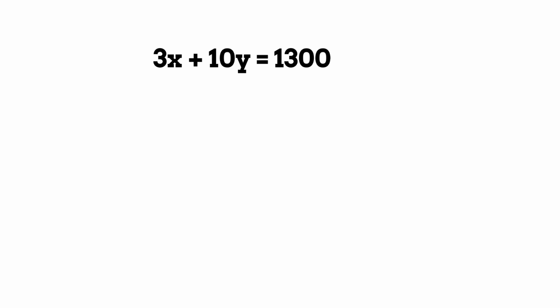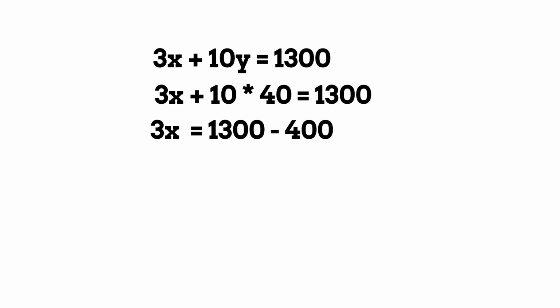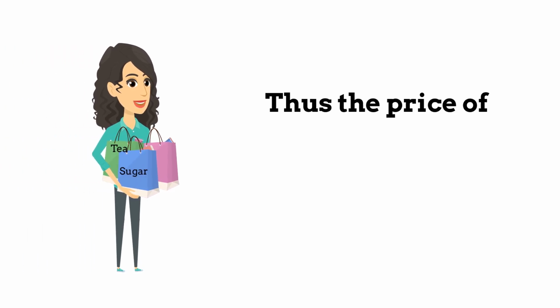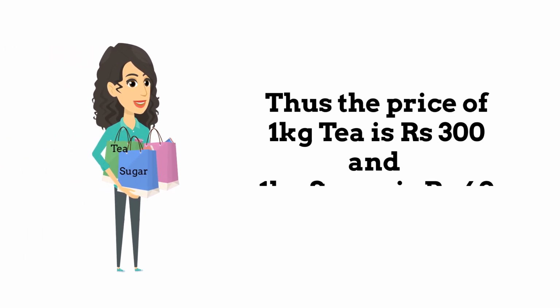y = 40. Now substituting the value of y in equation 1 and solving, we get the value of x as 300. Thus the price of 1 kilogram tea is 300 rupees, and the price of 1 kilogram sugar is 40 rupees.